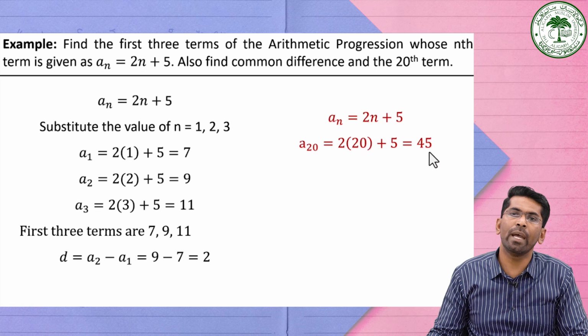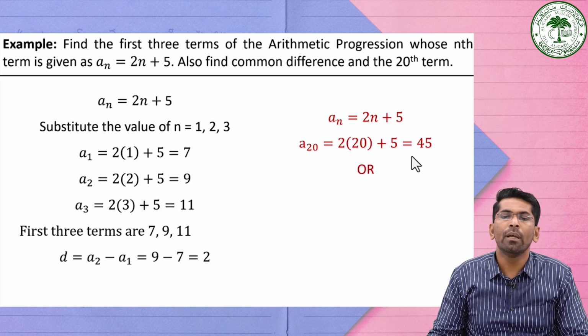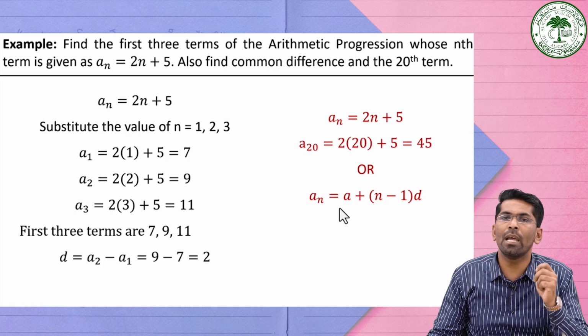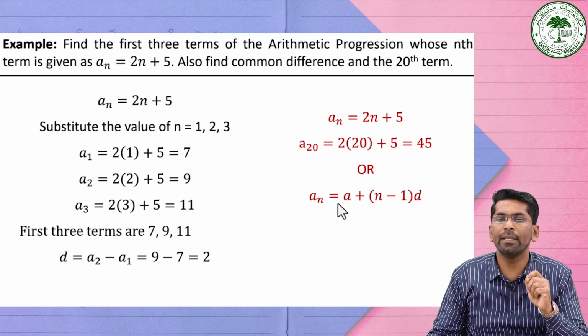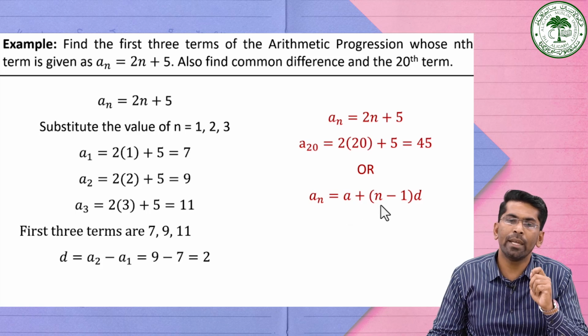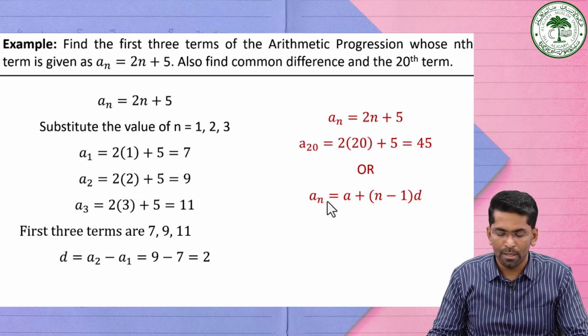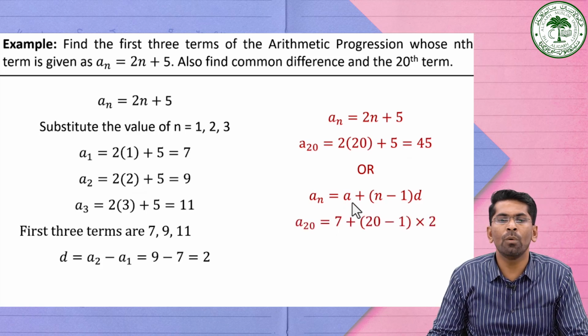In this way you can find the 20th term, or you can also find it by using the formula for calculating the nth term of an arithmetic progression, that is an is equal to a plus n minus 1 into d. So here n is again 20. So a20 is equal to the first term, which is 7, plus n minus 1.